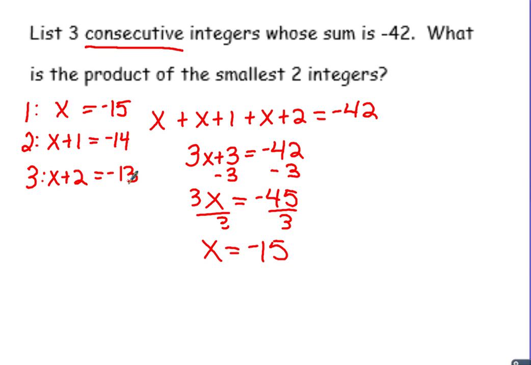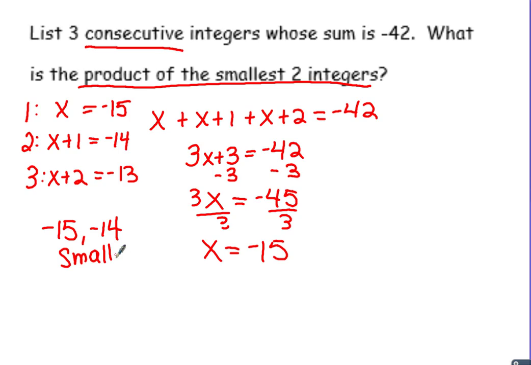But that is not the question. What is the product of the smallest two integers? Negative 15 and negative 14 are the smallest. They are the furthest from 0. And if I multiply those two numbers together, negative 15 times negative 14, I get 210. So the answer is 210.